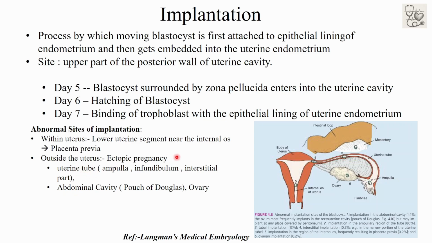It may occur in the uterine tube, which may be at the ampulla, infundibulum, or interstitial part, etc. Similarly, in the abdominal cavity, it can be in the pouch of Douglas or the ovary itself.